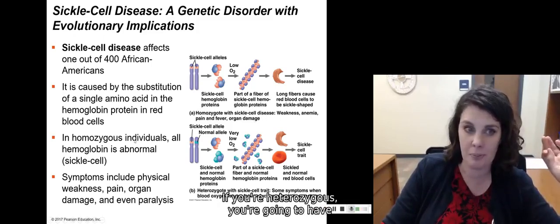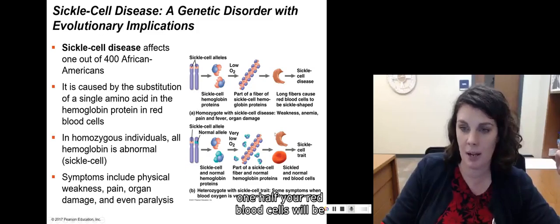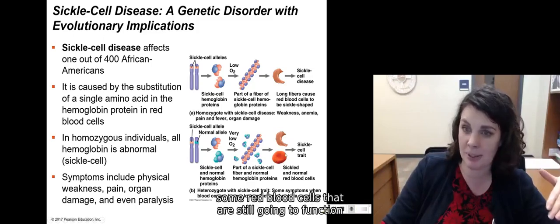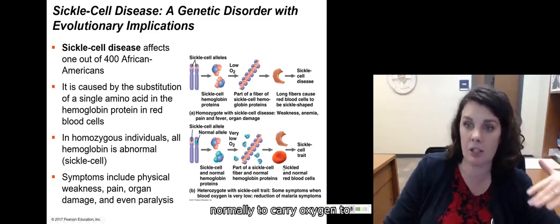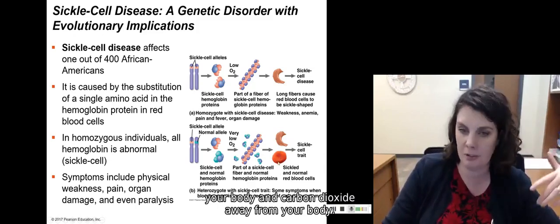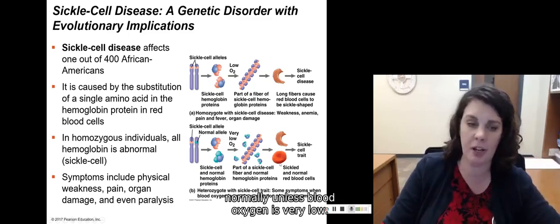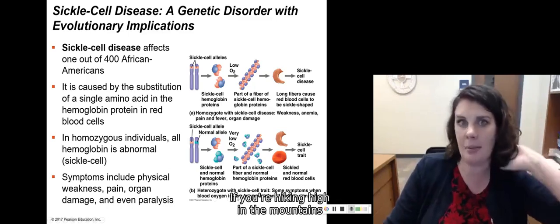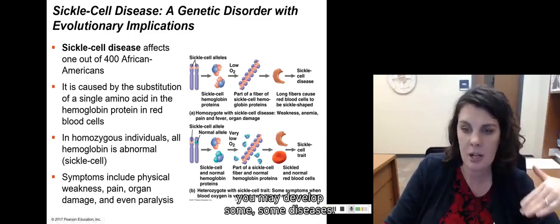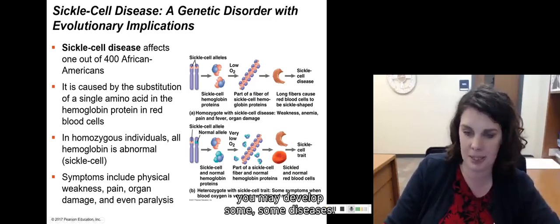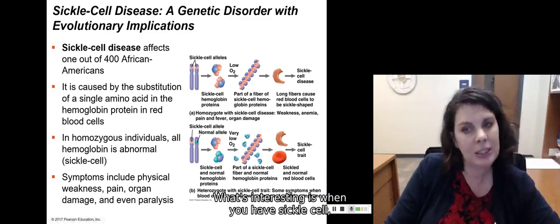If you're heterozygous, half of your red blood cells will be the sickle shape, and half of your red blood cells will be the more normal round shape. So you are going to have some red blood cells that are still going to function normally to carry oxygen to your body and carbon dioxide away from your body. And so you're going to function pretty normally unless blood oxygen is very low. So if you're hiking high in the mountains where your oxygen concentrations are lower, you may develop some symptoms.